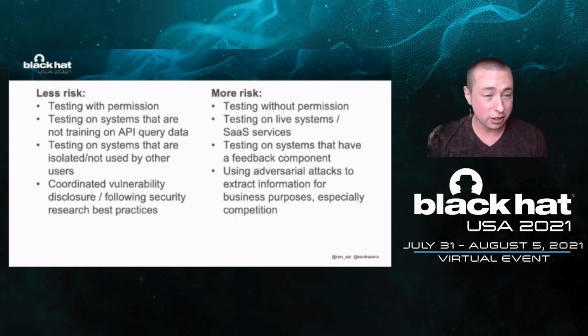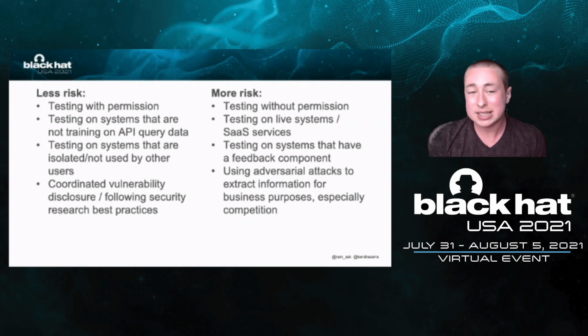Then, for security researchers who are doing this work and curious about how to lower their risk in doing adversarial machine learning work, here's some stuff that's less risky and some stuff that's more. Testing with permission, or testing on systems that are not training on API query data, right? So that there's no feedback loop. Those tend to be less risky. Likewise, testing on systems that are isolated or not used by other users, and following security best practices, including potentially coordinated vulnerability disclosure as appropriate. All that gives you less risk.